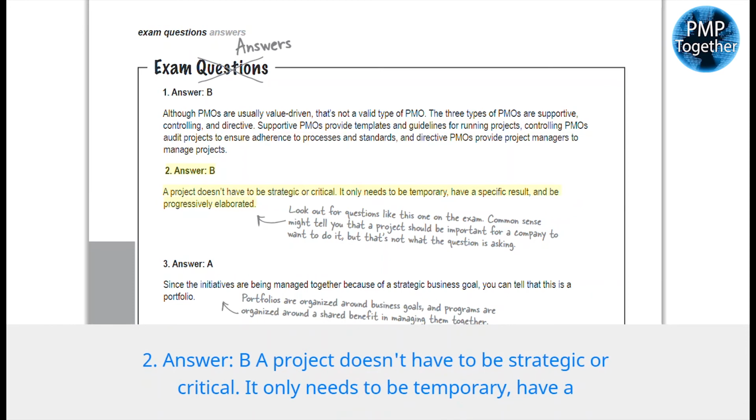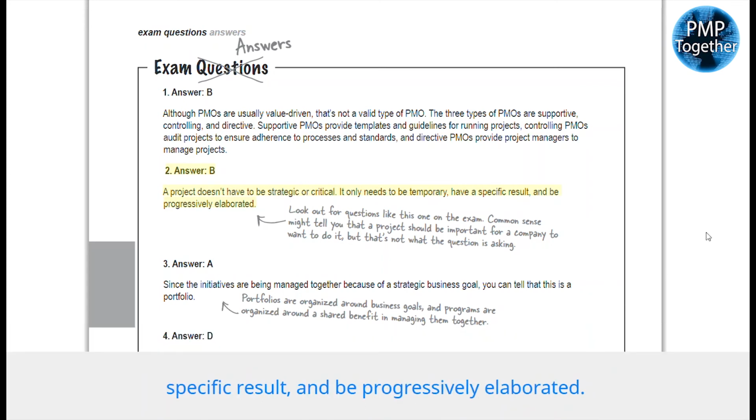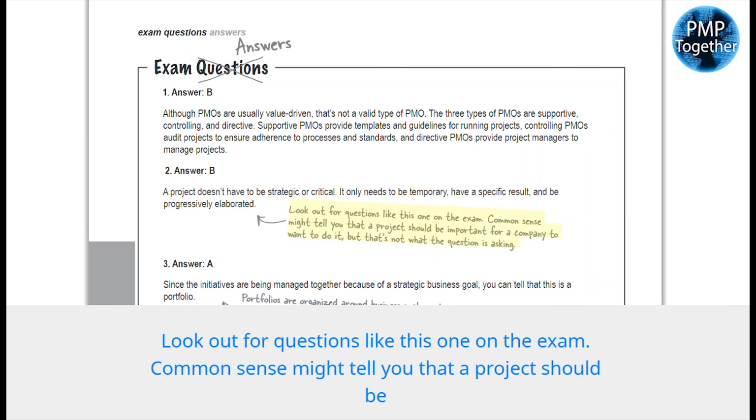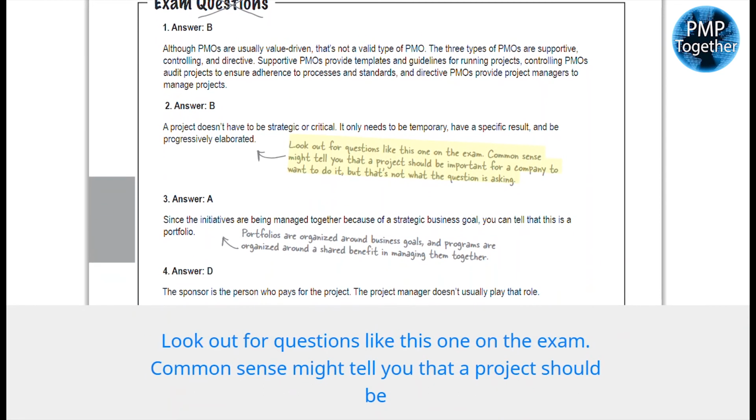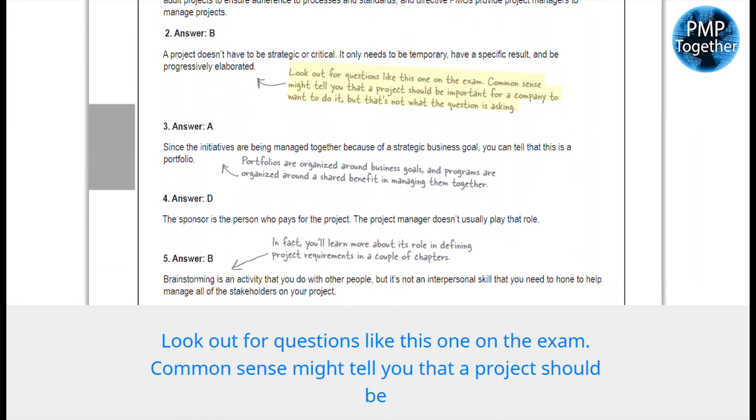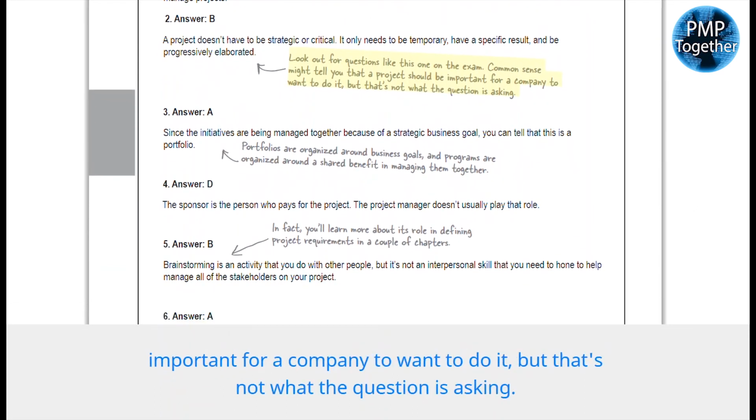2. Answer, B. A project doesn't have to be strategic or critical. It only needs to be temporary, have a specific result, and be progressively elaborated. Look out for questions like this one on the exam. Common sense might tell you that a project should be important for a company to want to do it, but that's not what the question is asking.